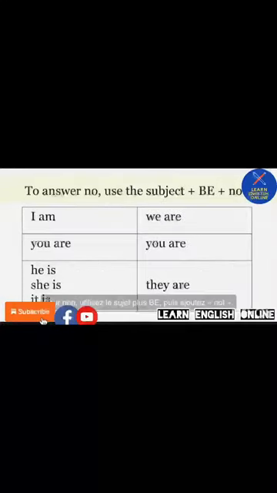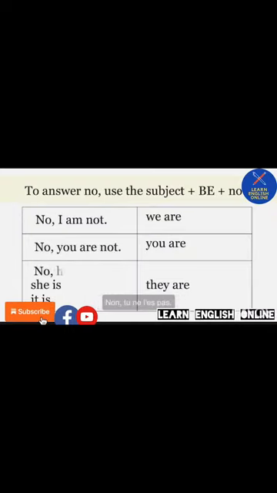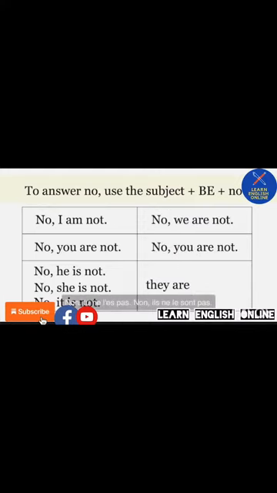For a no answer, use the subject plus be and then add not. So here's the chart again. We add no to the front, a comma, and then not at the end. No, I am not. No, you are not. No, he is not. No, she is not. No, it is not. No, you are not. The no answer. But remember, we can also use contractions.